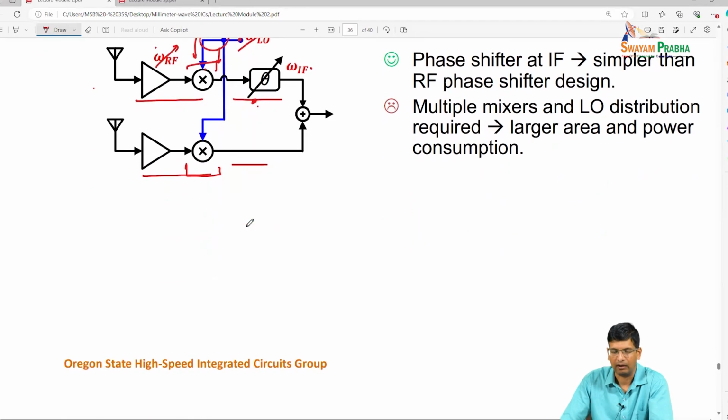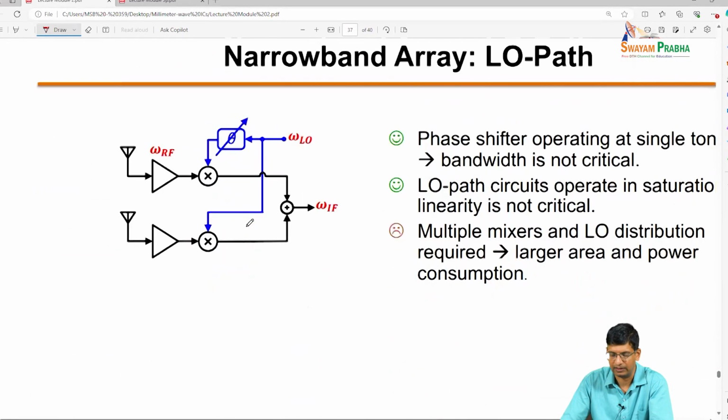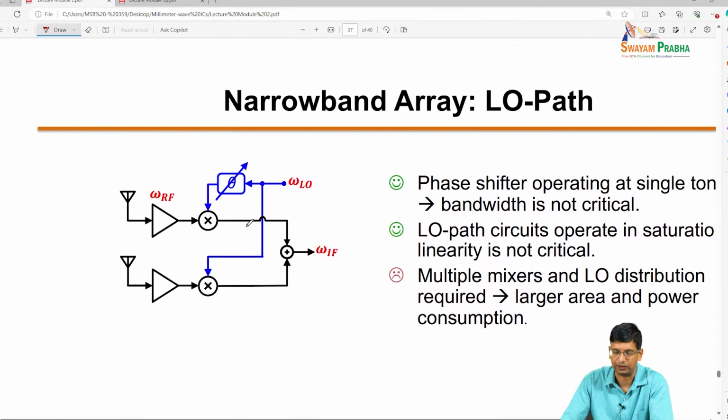So RF and IF path phase shifting are equivalent, right, in terms of the phase shifter being in the signal path. But I can choose to move the phase shifter outside the signal path itself and then say that I'll implement the phase shift in the LO, right.